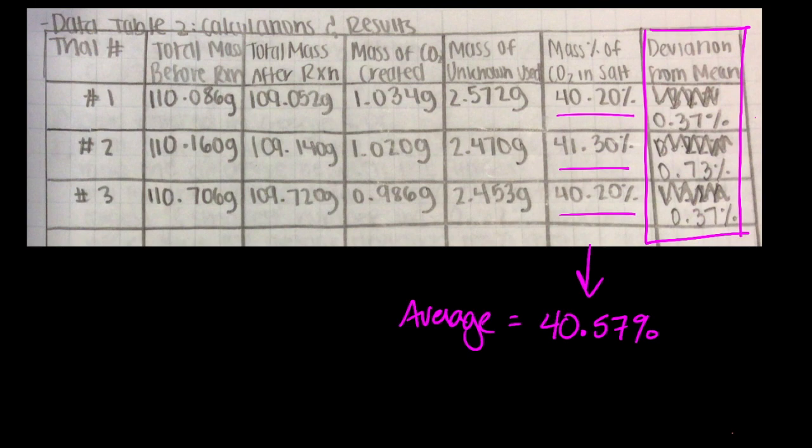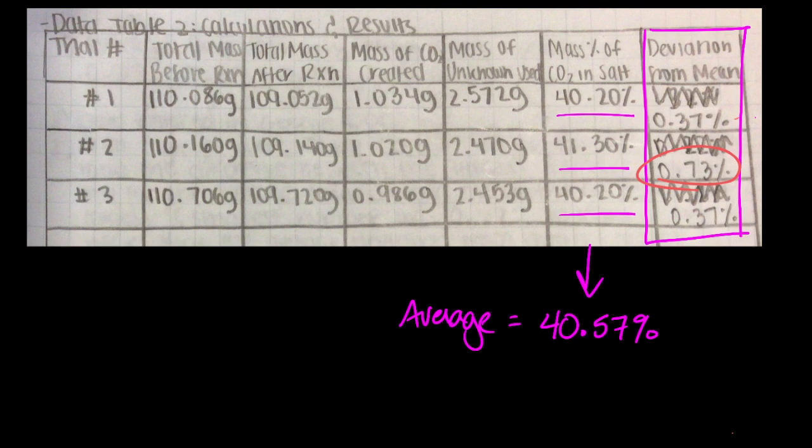So we want 3 trials that are really, really close to each other. And so when we calculate deviation from the mean, that's going to allow us to really pinpoint any trials that stick out. So for example, for this student's data, you can see that they have 2 trials that are 0.37% off of the mean, and then 1 trial that's 0.73% off of the mean. So I think trial 2 is just a little too far away compared to the other 2 trials.